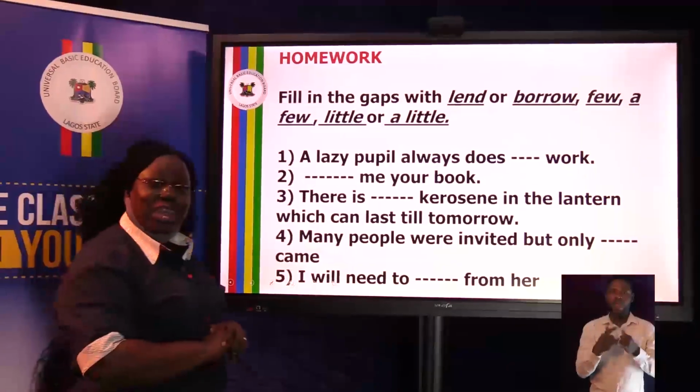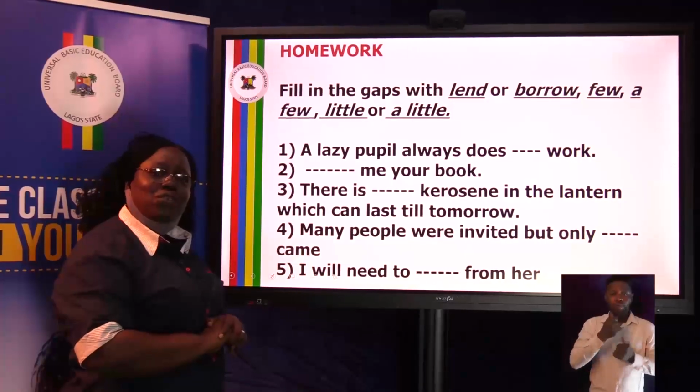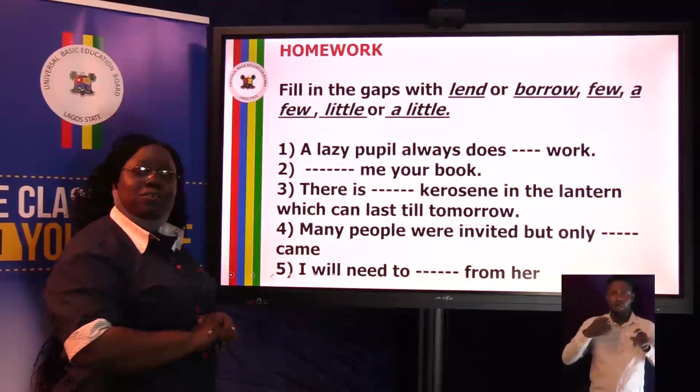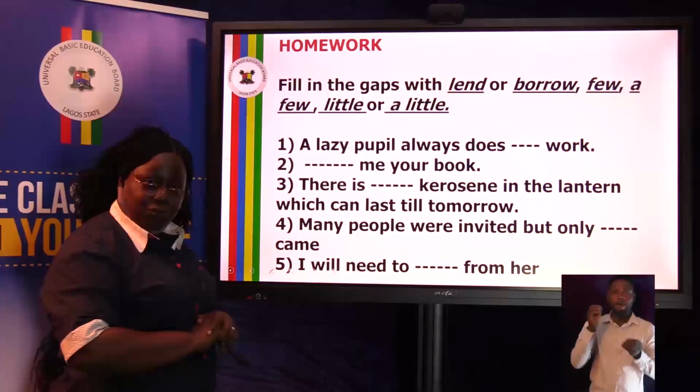We have come to the end of the English Studies lesson for today. I believe you've been able to learn a lot from the confusing words, and they are no more confusing to you.